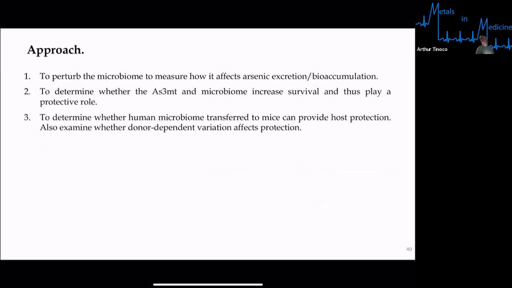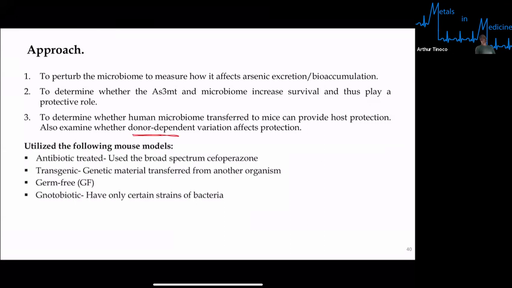All right, so what was their approach? They wanted to perturb the microbiome to measure how it affects arsenic excretion and bioaccumulation. They wanted to determine whether that enzyme and the microbiome increase survival and thus play a protective role. This was very important to gauge. And then to determine whether a human microbiome transferred to mice, basically taking a human sample and putting it into an animal, can provide host protection. They also wanted to see whether there was any donor-dependent variation in protection.